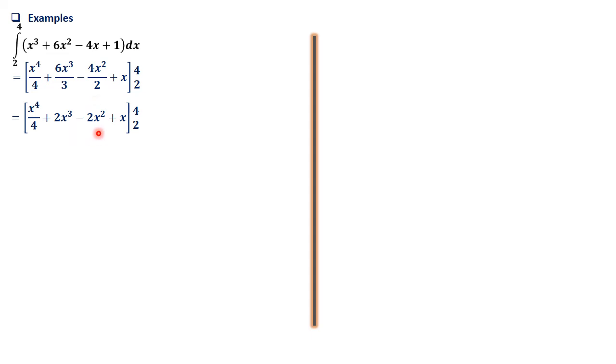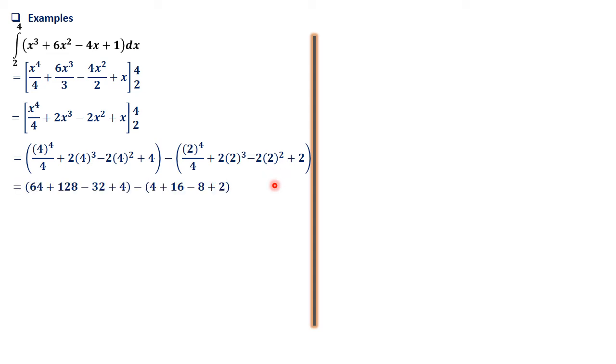Now we use the limits. We're going to replace the value of x with 4, minus the same thing replacing the value of x with 2, and therefore this is a function here. So we have x raised to power 4 plus 2x cubed minus 2x squared plus x. When you replace with 4, we're going to have x raised to power 4 over 4 plus 2 with 4 cubed minus 2 with 4 squared plus 4. The value of x is 4. Then the same thing, but the value of x being 2. So we have now 2 raised to power 4 over 4 plus 2 into 2 cubed minus 2 into 2 squared plus 2. And continue, simplify. You get the answer is 164 minus 14, which is 150.